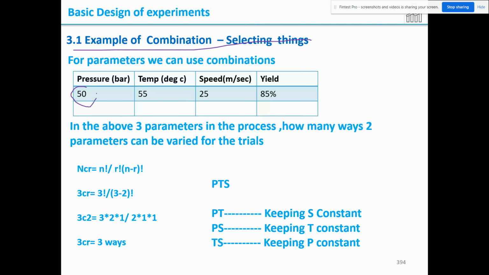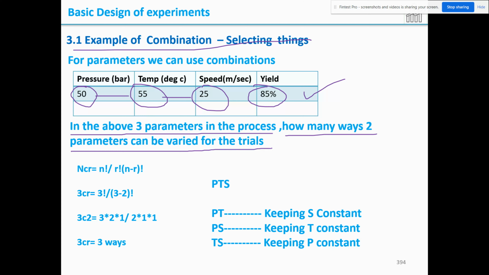So here parameter pressure is there, temperature is there, then speed is there. Present yield is with keeping all these parameters. The present yield is 85 percentage. Okay, and you want to do design of experiment with changing the three parameters and get the optimum yield. So now let us see. In the above three parameters in the process, how many ways can two parameters be varied for the trials?